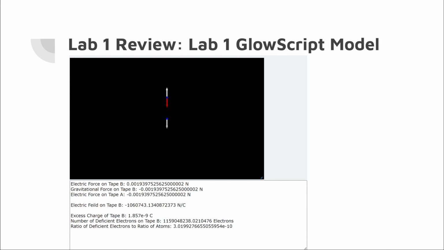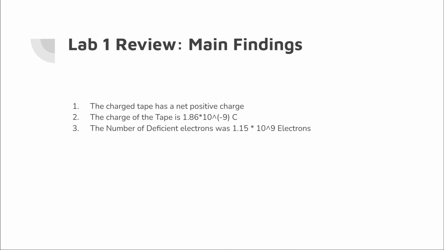Lab 1 review, so this is our first GlowScript model from Lab 1, representing point charges of both tapes. The electric force on tape B was 0.0019 newtons, and the gravitational force on tape B was minus 0.0019 newtons. Our main findings were that the charged tape had a net positive charge. The charge of the tape was 1.86 times 10 to the minus 9 coulombs, and the number of deficient electrons was 1.15 times 10 to the 9 electrons.